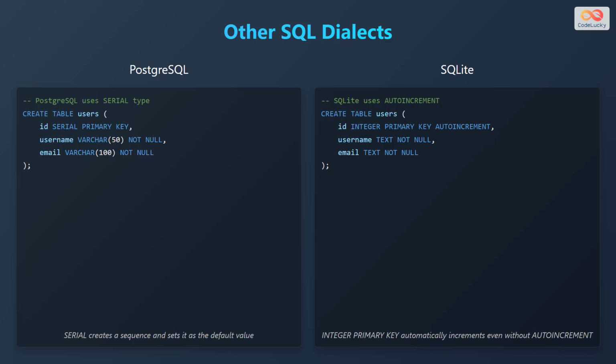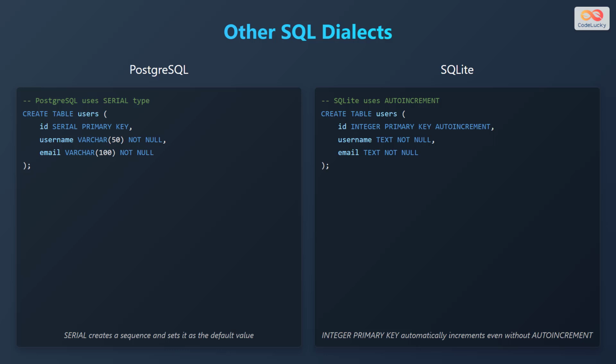Let's take a look at how to use auto increment in PostgreSQL and SQLite. In PostgreSQL, you can use the serial type to create an auto increment column. Here's the syntax for creating a table with a serial primary key. You can use the create table statement followed by the table name, in this case users. Then define the columns including ID of serial data type and primary key. Include other columns like username of varchar data type of length 50, specify not null. Email of varchar data type of length 100, specify not null. The serial type automatically creates a sequence and sets it as the default value for the column.